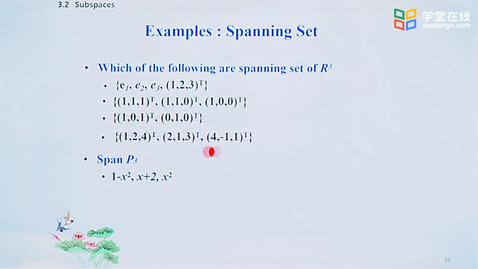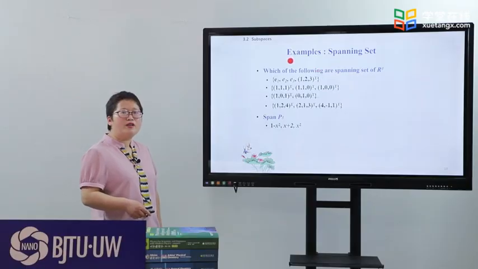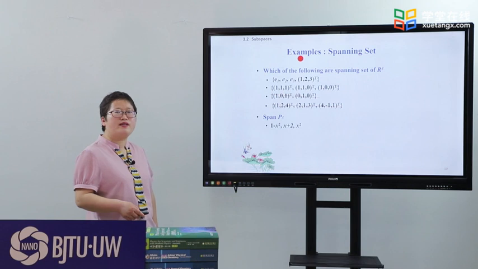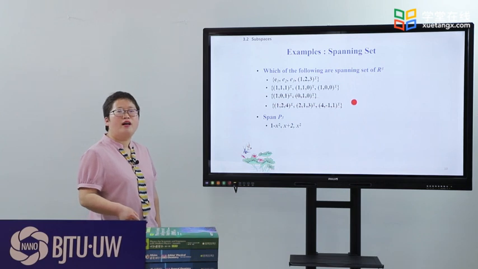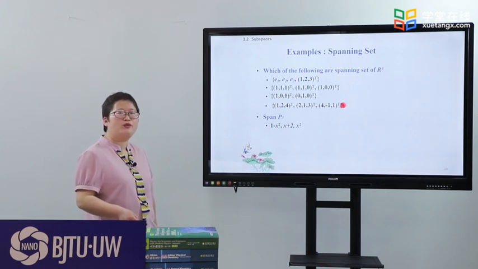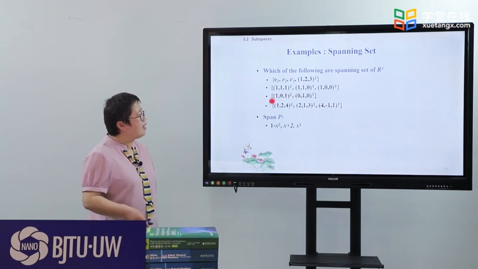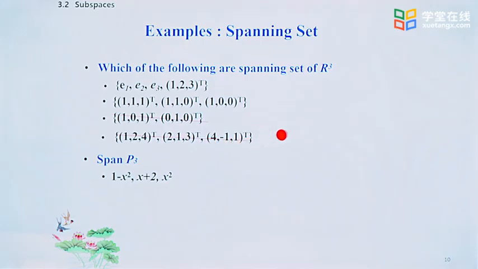And now we see the fourth set, this set of three vectors. You should also check whether an arbitrary vector x1, x2, x3 can be written as a linear combination of these three given vectors: alpha times 1, 2, 4 plus beta times 2, 1, 3 plus gamma times 4, minus 1, 1. Using Gaussian elimination on the augmented matrix, you can find that this system may not have a solution for a special x equals x1, x2, x3. So you can show that this set is not a spanning set for R3.